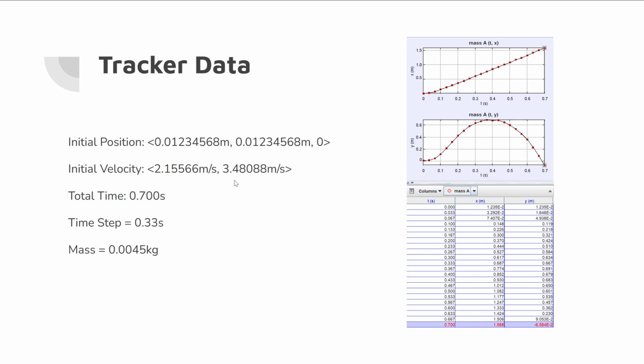So here's our Tracker data. Our initial position was seen here at our 0 timestamp. Our initial velocity was calculated from the first 2 timestamps. The total time it took was 0.7 seconds, and each time step is 0.033 seconds, because that's the time step of Tracker. And then the mass is 0.0045 kilograms.